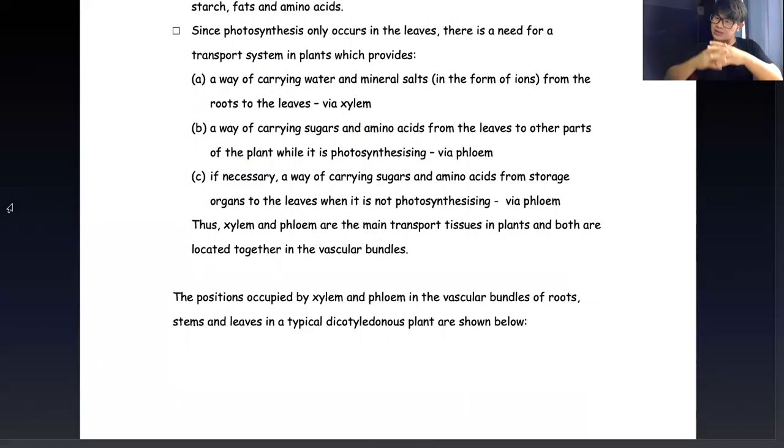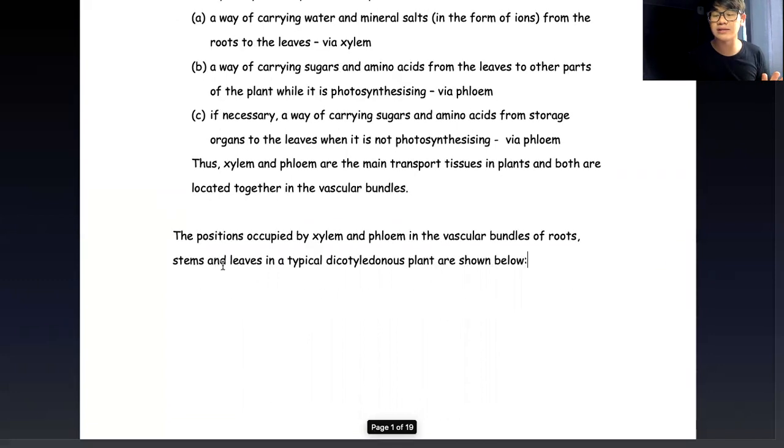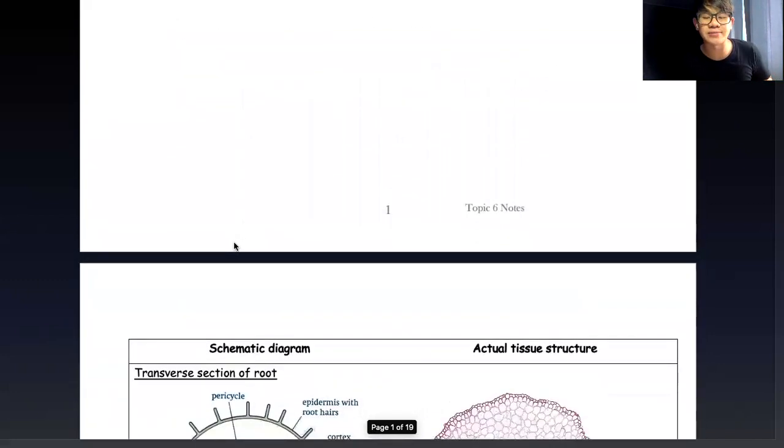And the transport system is not just in our roots, it's not just in our leaves, it actually spans throughout all of the plant. Which means every part of the plant would have vascular bundles located everywhere. Starting from the roots, there is a vascular bundle, there is xylem and phloem. Going to the stem, in the middle, there is xylem, there is phloem, and lastly in the leaf, there is xylem and phloem, there are vascular bundles as well. So it's actually all connected together, right? And because of that, we need to understand how they are positioned. It's quite important that we know the structure.